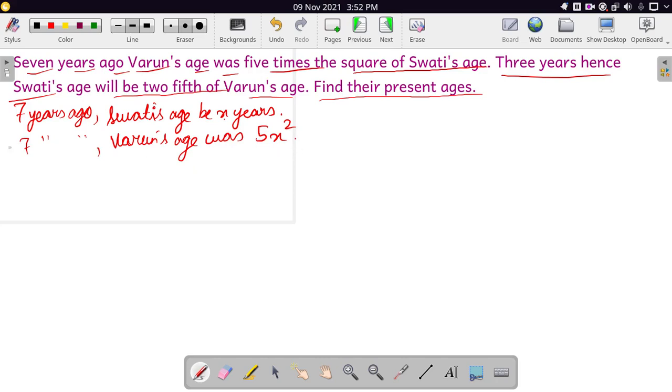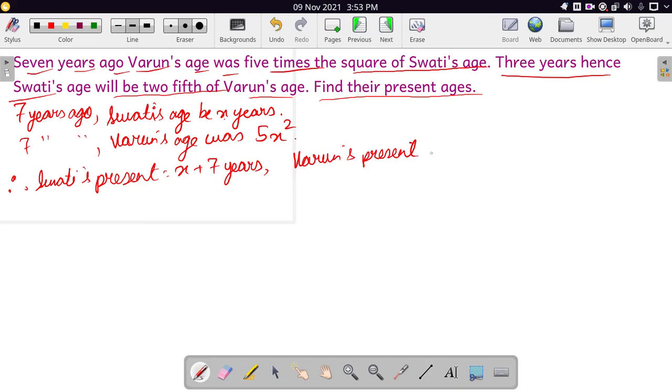Now let us find out Swati's present age. It's very simple. It will just be x plus 7, because suppose 7 years ago your age was 18 years, 7 years from now it will be 25 years. So this is exactly what we are doing here, x plus 7 years. Now Varun's present age, meaning in the present, it is 5x square plus 7 years, right? It is 5x square plus 7 years.